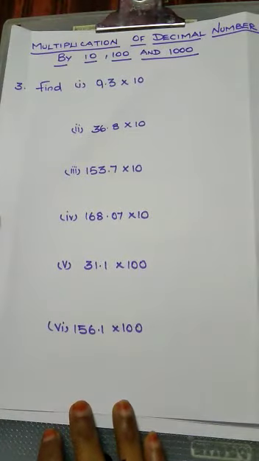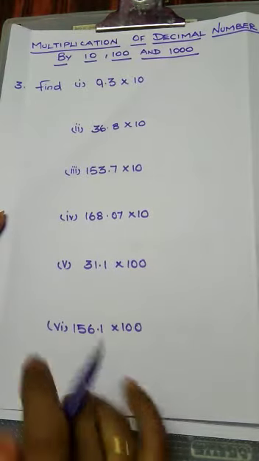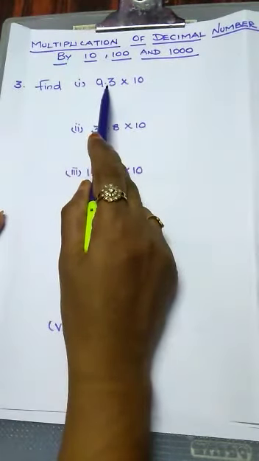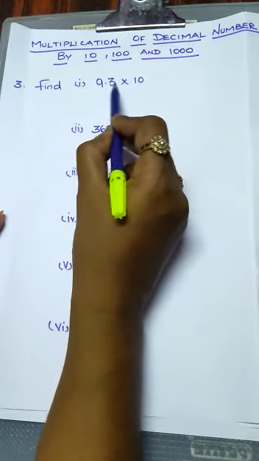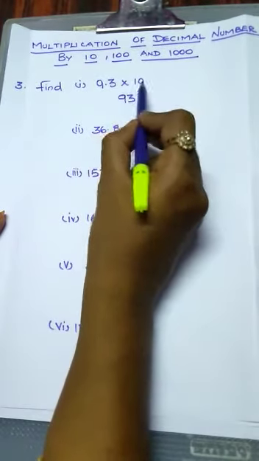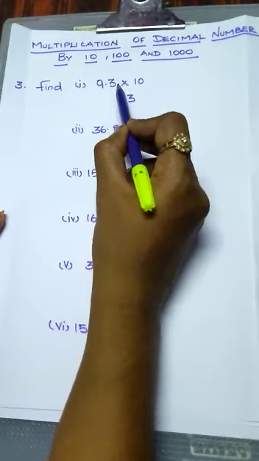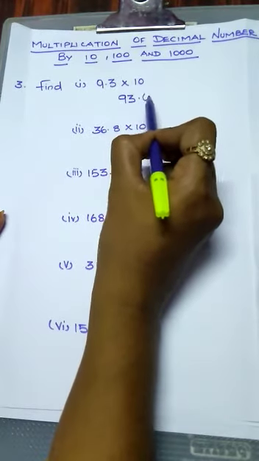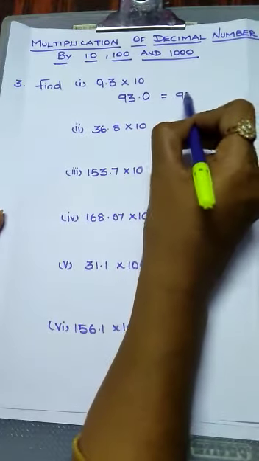Next one, multiplication of a decimal number by 10, 100 and 1000. This is very important and easy also. Now we are going to multiply a decimal number using the number 10. What is our first question? Find 9.3 into 10. Ignoring the decimal point, 9.3 into 10 means directly we multiply 93 into 1. What is the answer? 93. When we multiply by a number ending in 0, the decimal point just moves one place right. So after the decimal point the 0 has no value, so directly we take 93.